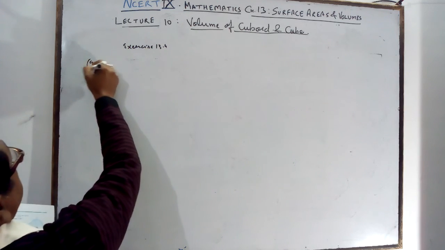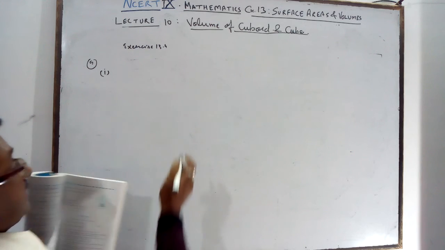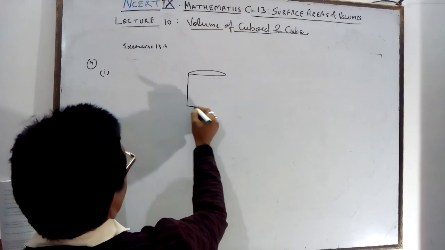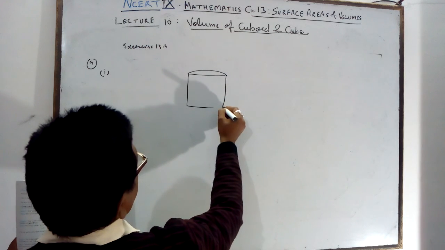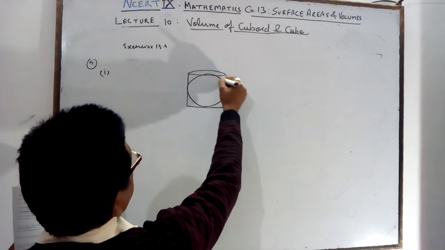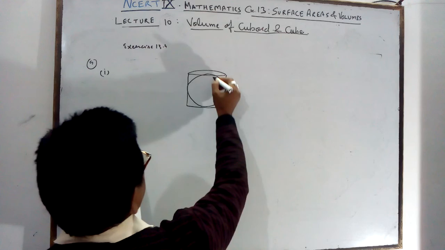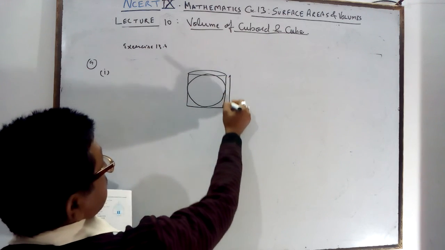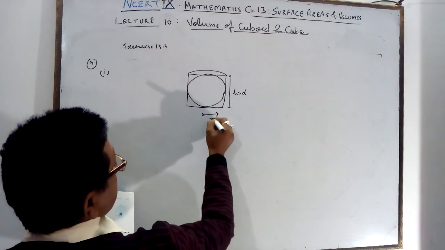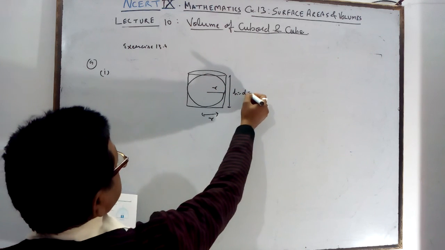Exercise 13.4 question number 9, first part. A sphere is enclosed by a right circular cylinder. This is the sphere given, and enclosed means it touches the top and bottom, so the height will be the diameter. The radius of the sphere is given as r, so the diameter is 2r.